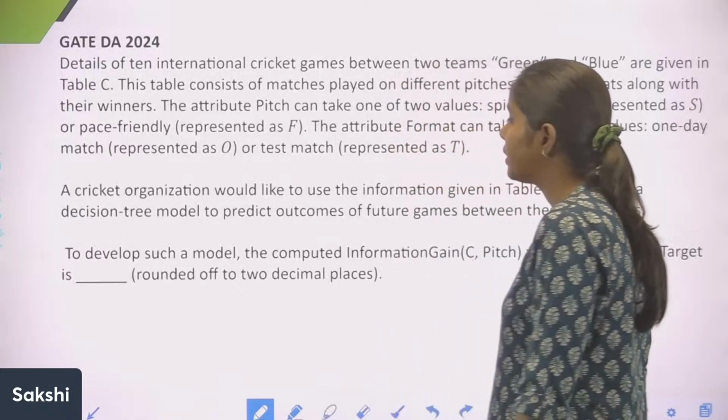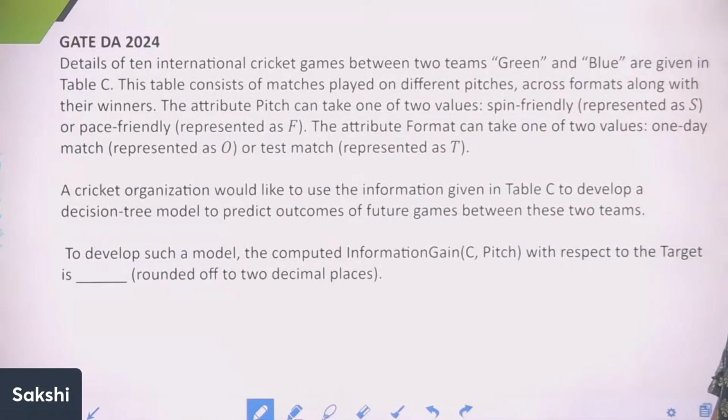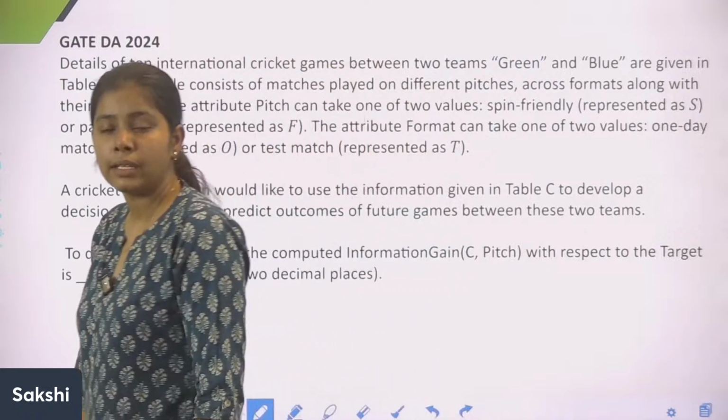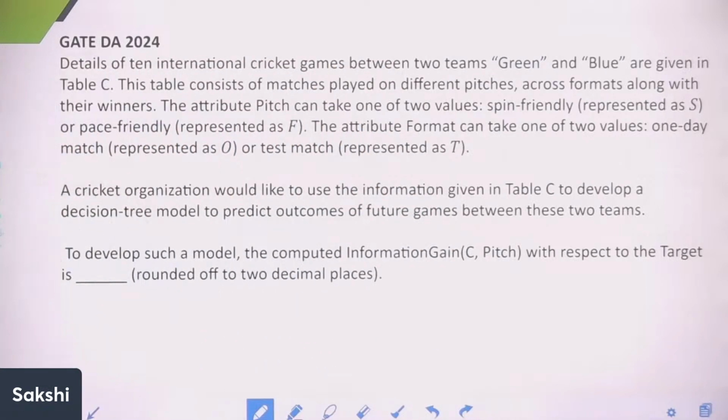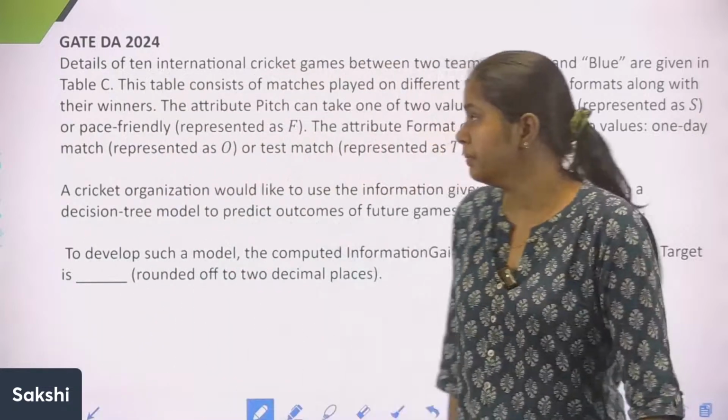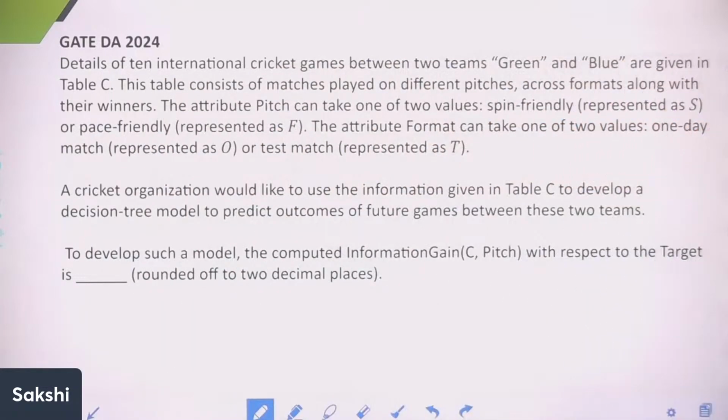Option A is correct here. Yeah, this is a question given in GATE DA, right? This question is given in the GATE DA exam, that is 2024, last year, because only last year the GATE exam happened. The question says that details of 10 international cricket games between two teams, green and blue, are given in table C.